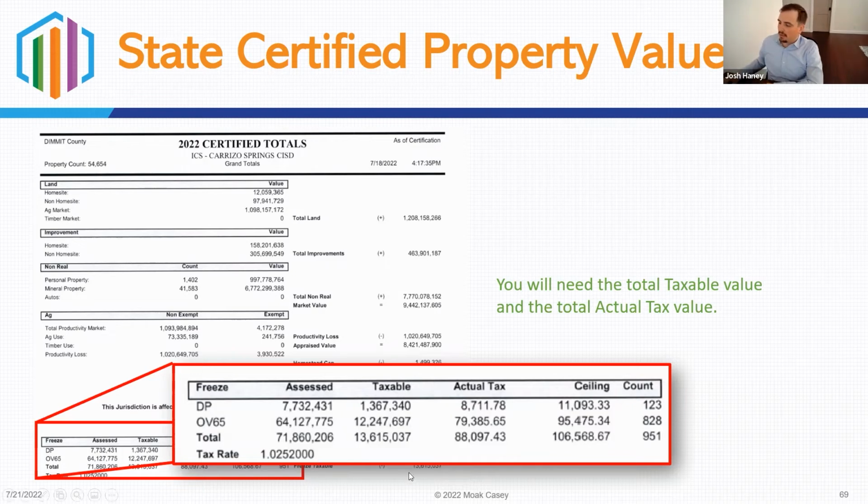Okay, but you will need, again, this total taxable for your over 65 and disabled properties. And then the actual tax is what they actually pay. Okay, so this is the value of their homes. This is what they are actually expected to pay in the current tax year.